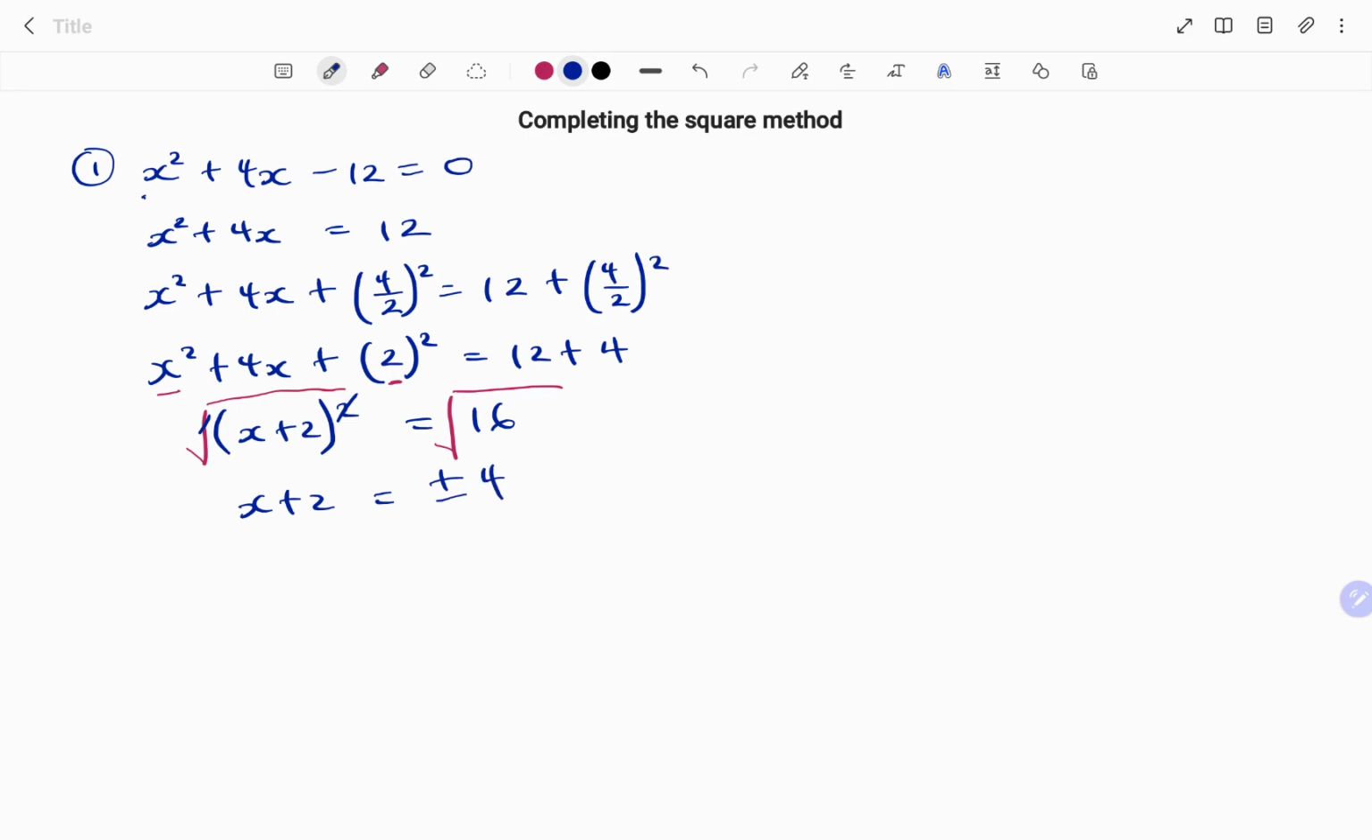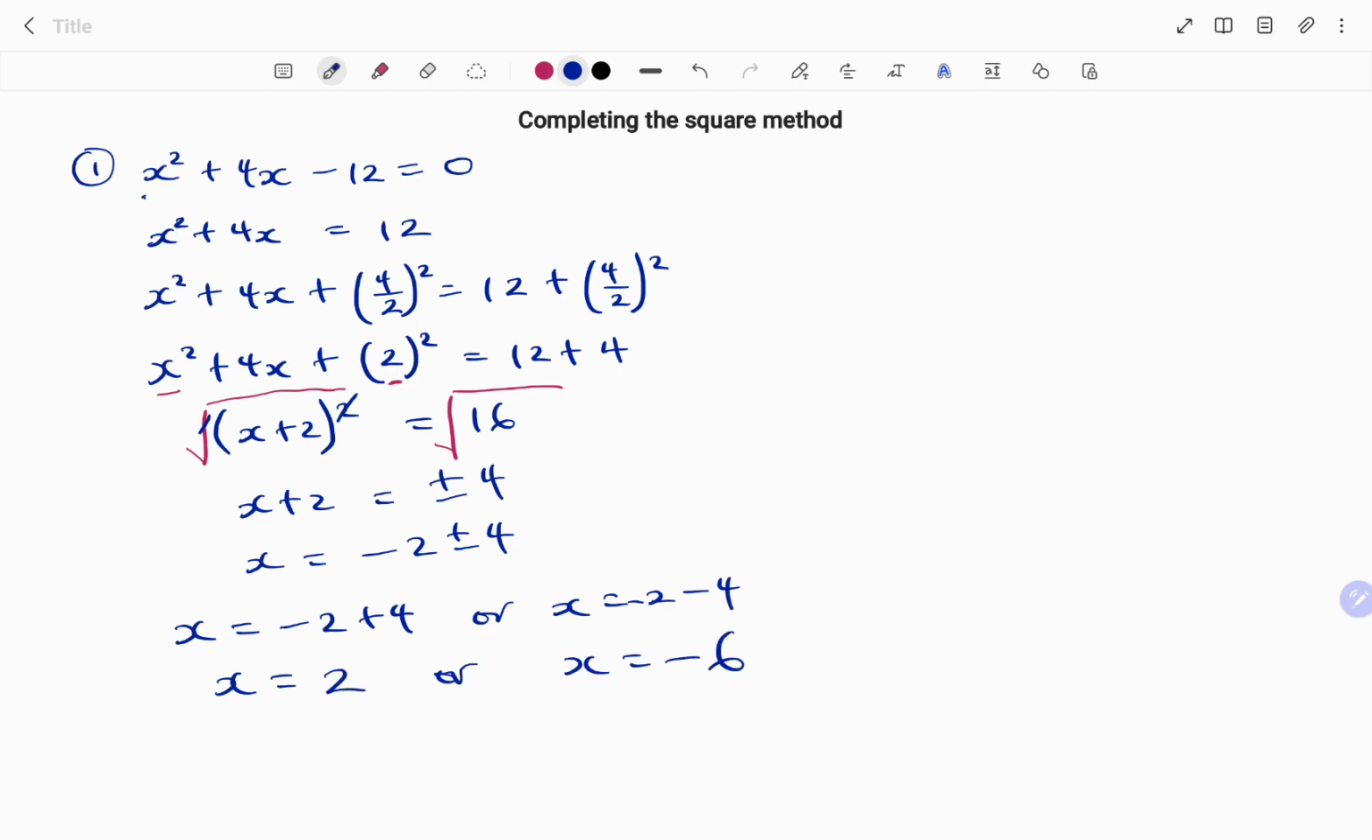If I take 2 to the other side, I have x equals minus 2 plus or minus 4. Therefore, x equals minus 2 plus 4, or x equals minus 2 minus 4. x equals 2, or x equals minus 6.